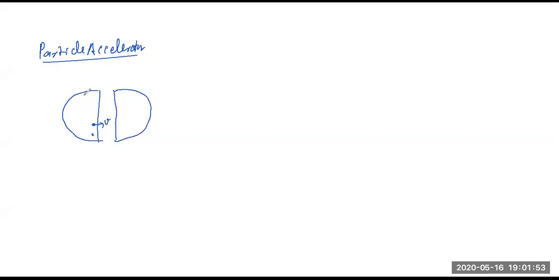And there is a magnetic field in this region. The magnetic field direction is, let's say in this case, inwards. So the moment you project this particle, what will happen? It will go in a circle like this. The circle is not perfect, but it will go something like this in a circle.